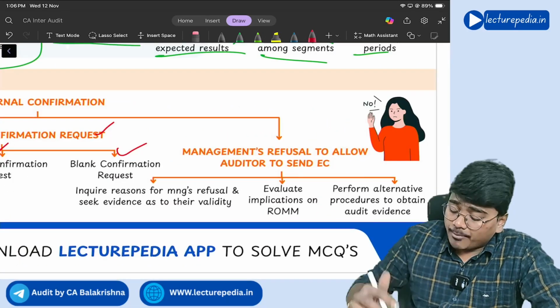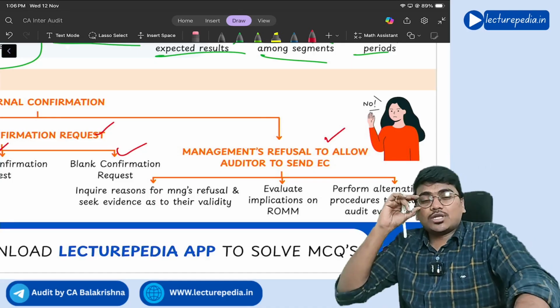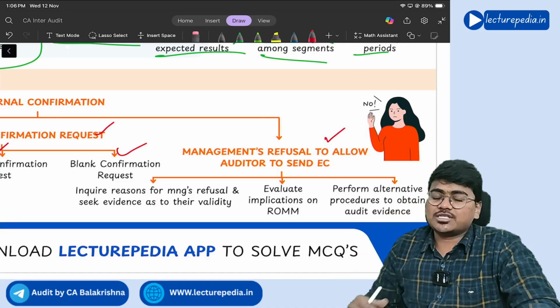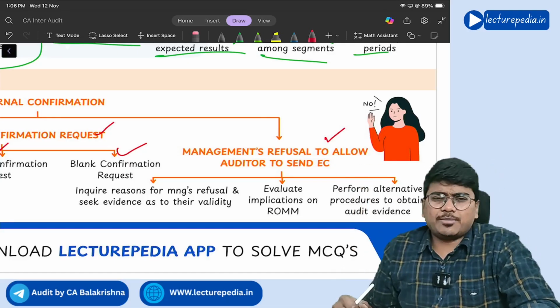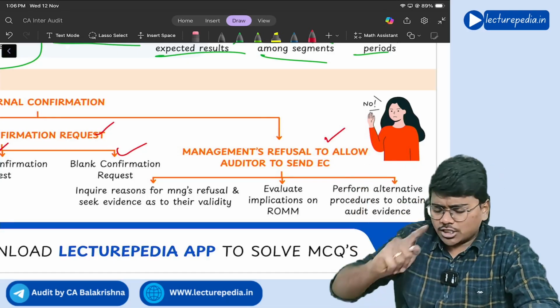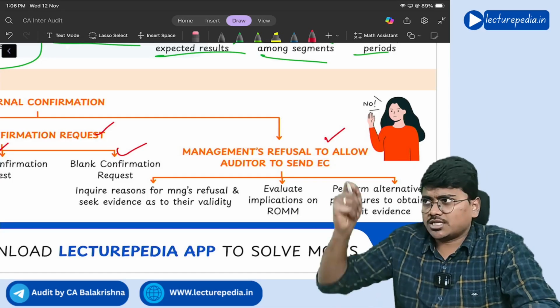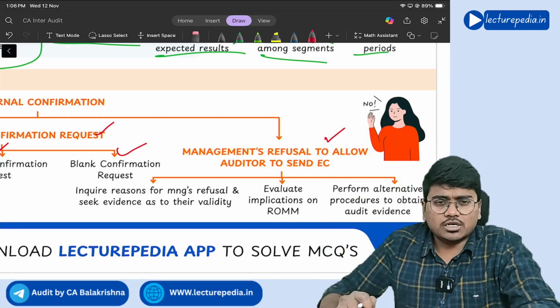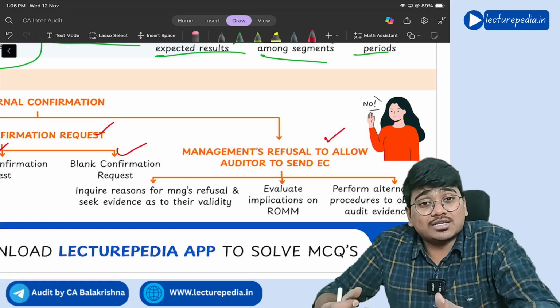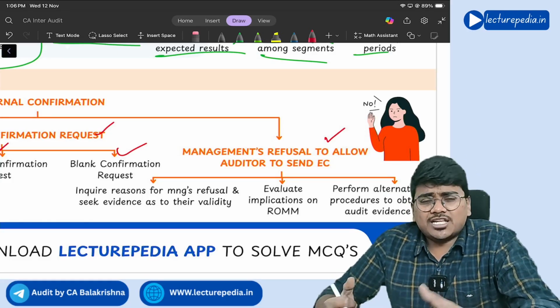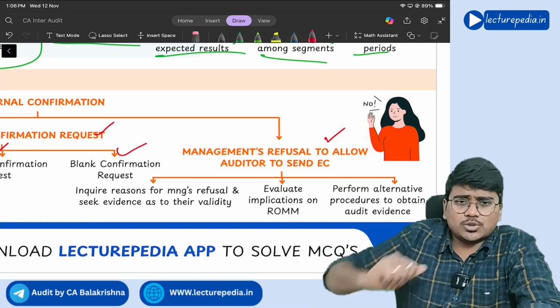Next, management's refusal to allow the auditor to send external confirmation. The auditor wants to send external confirmation to a particular debtor, but management is saying that the auditor should not send this external confirmation to that debtor. Now you will ask the management, what is the problem? You will ask the reasons, correct or not? Now management will give reasons.